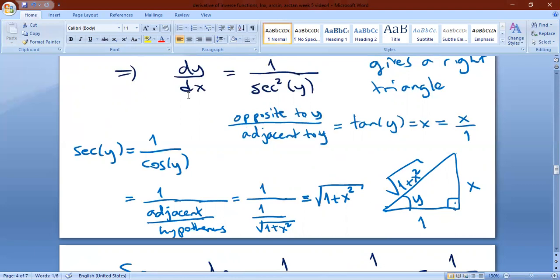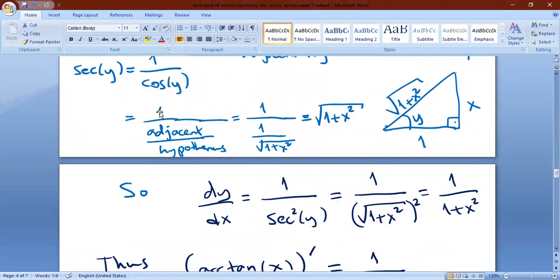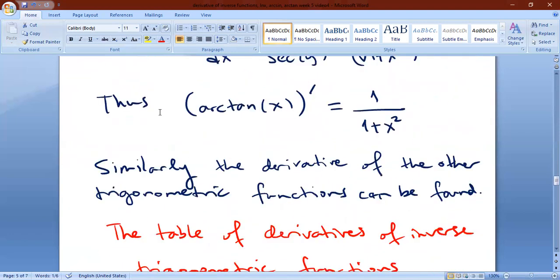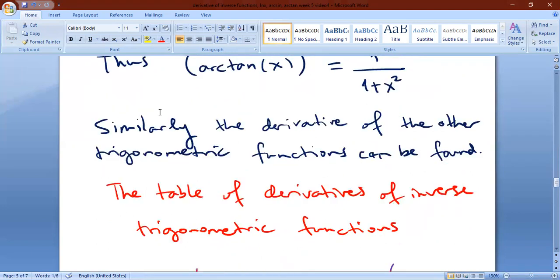But our formula was y prime equals 1 over secant squared. So take the square of this term. Y prime will be equal to 1 over 1 plus x squared. And that's the result. Now, similarly, the derivatives of the other trigonometric functions can be found in the same way, okay? So you can try doing them. It's just going to be a repetition of what we have done.